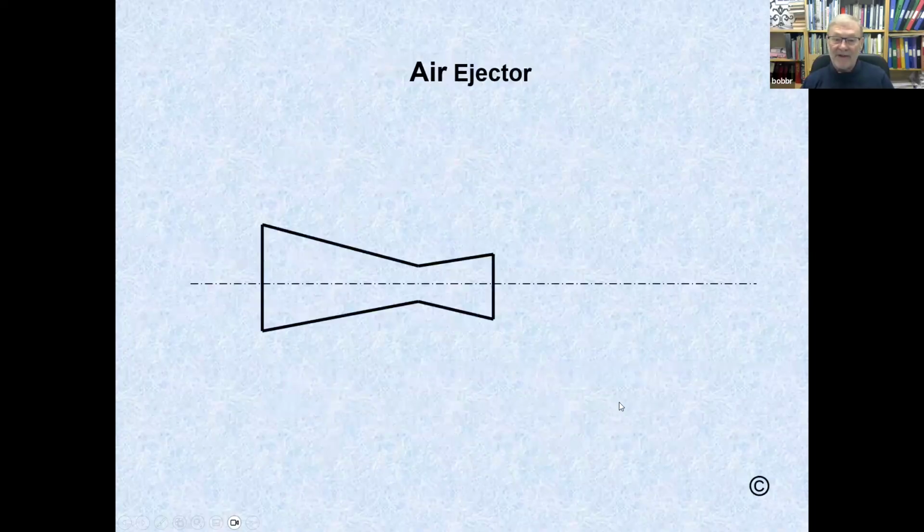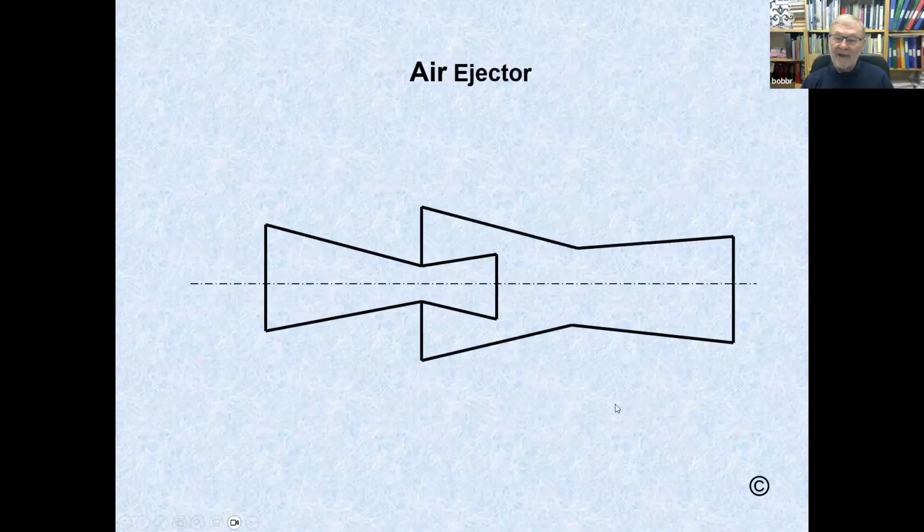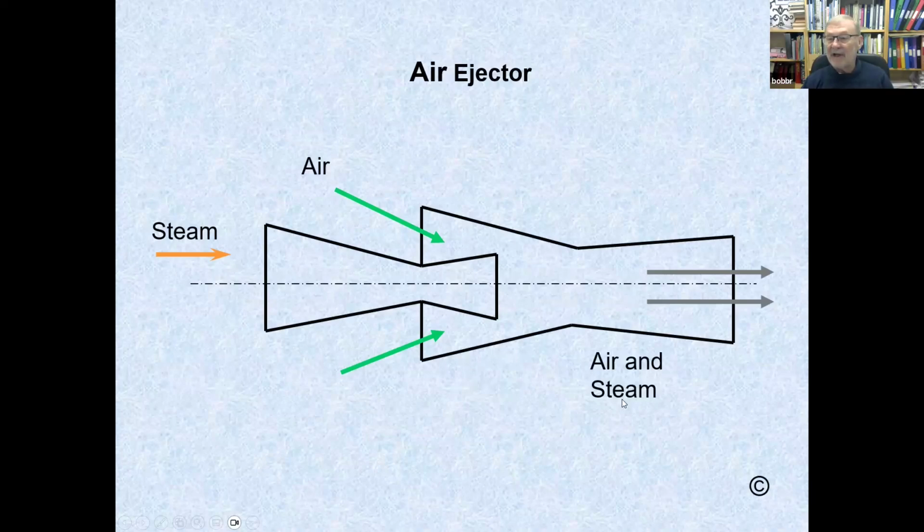So an air ejector consists of a converging diverging nozzle discharging into another converging diverging nozzle. Steam in through here entrains the air and forces it out at the other end.